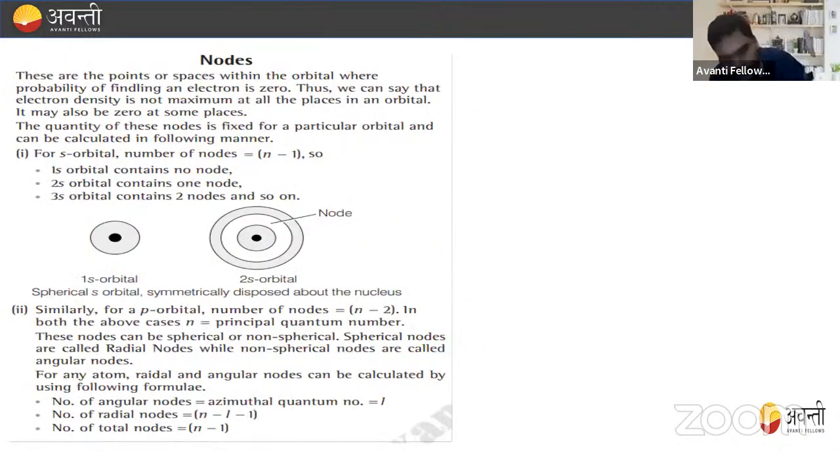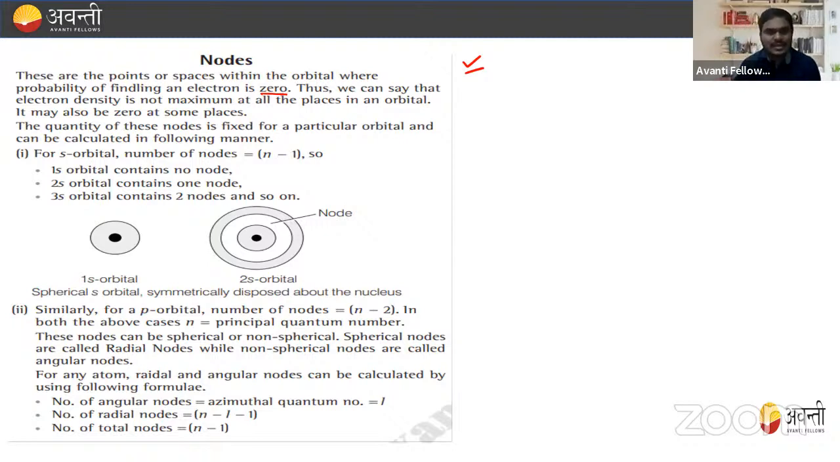Now, what is a node, beta? If someone asks, what do you mean by this term node? So these are points or a space within the orbital where the probability of finding an electron is zero. This is very important. These are the points or a space within the orbital where the probability of finding an electron is zero.